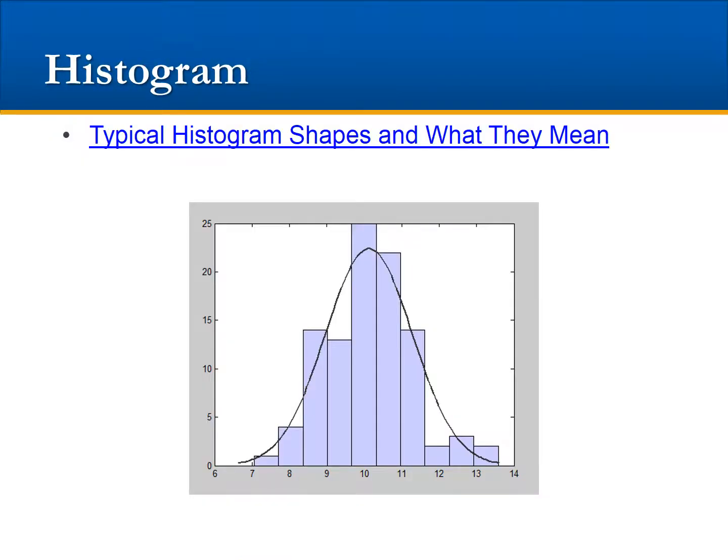A histogram is a bar chart used to plot the frequency with which different values of a given variable occur. It can be used to measure process control. For the process to be stable, it must be bell-shaped, centered, and have an appropriate spread. More information can be seen in the link above, typical histogram shapes and what they mean.